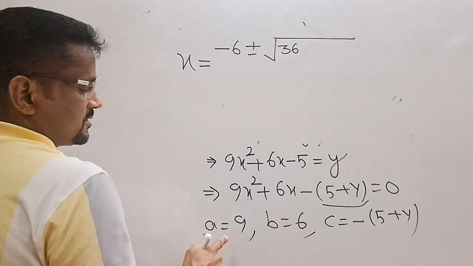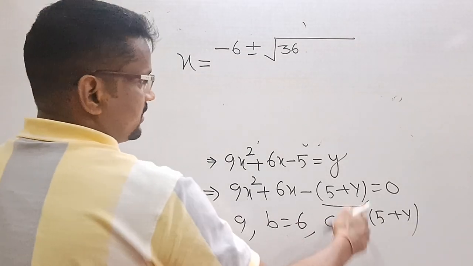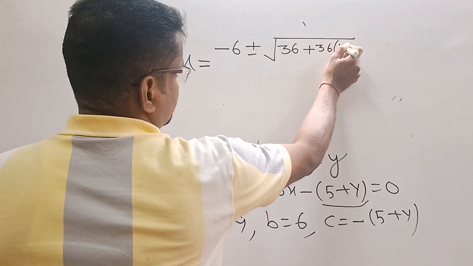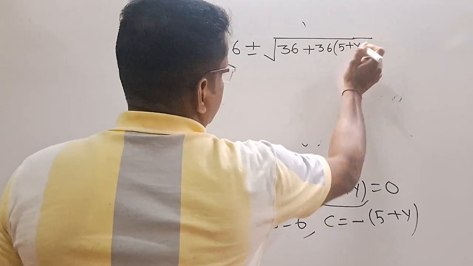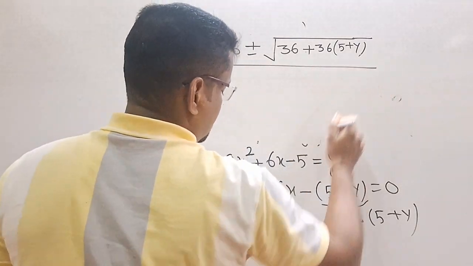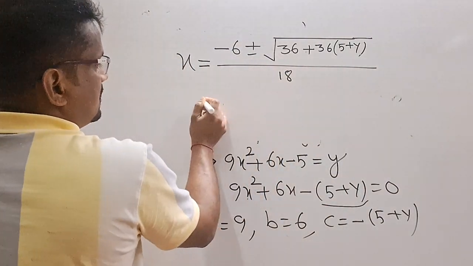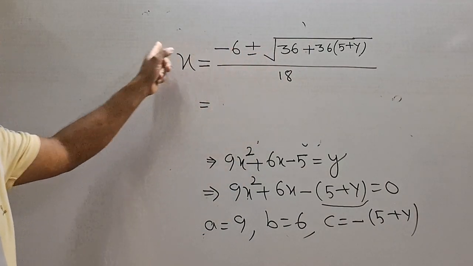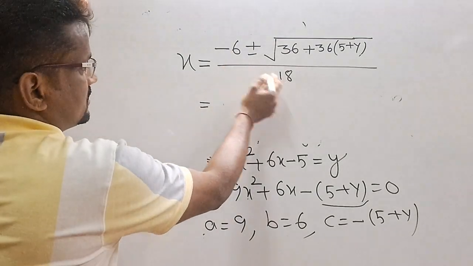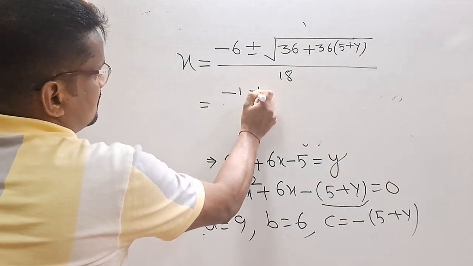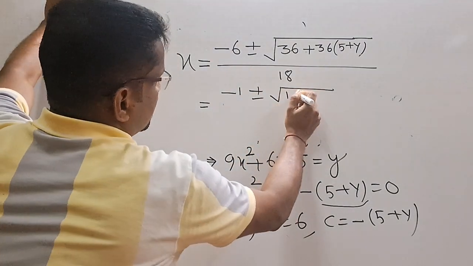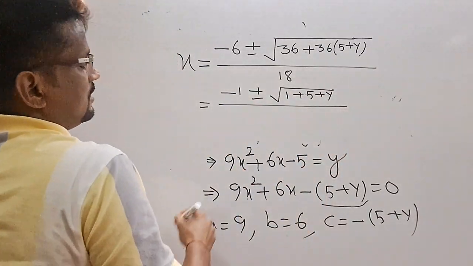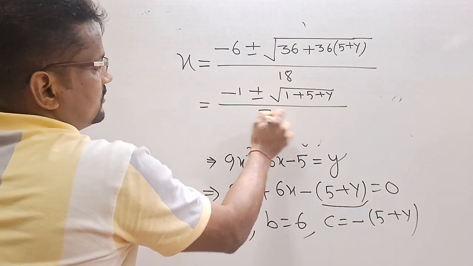If you take 4 times a, that means 4 into 9, 36, and already it is minus, so that will be plus 36 times (5 plus y). Divided by twice a, that is 18. Now you see, take 36 out, then 6 will come, and if you take 6 common, let me write directly: carry 6, then minus 1, plus or minus the square root of 1 plus 5 plus y, divided by, if you cancel out by 6, that will be 3.